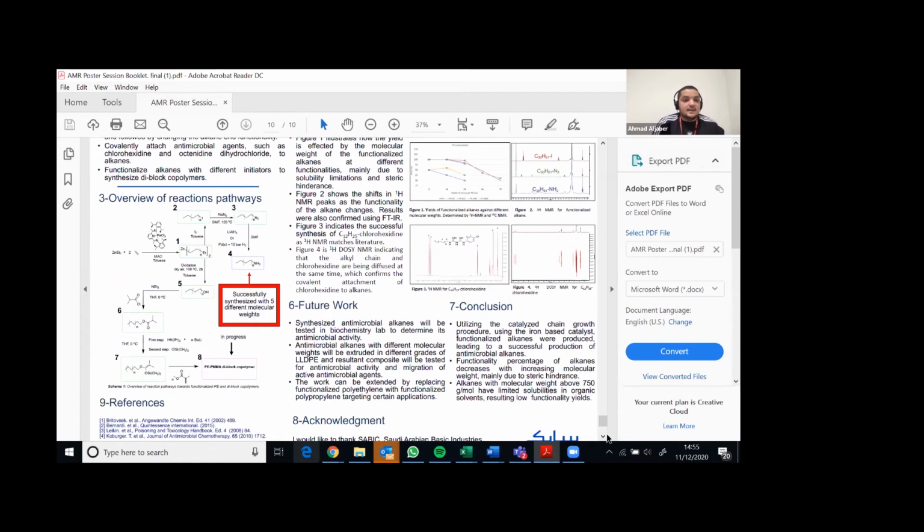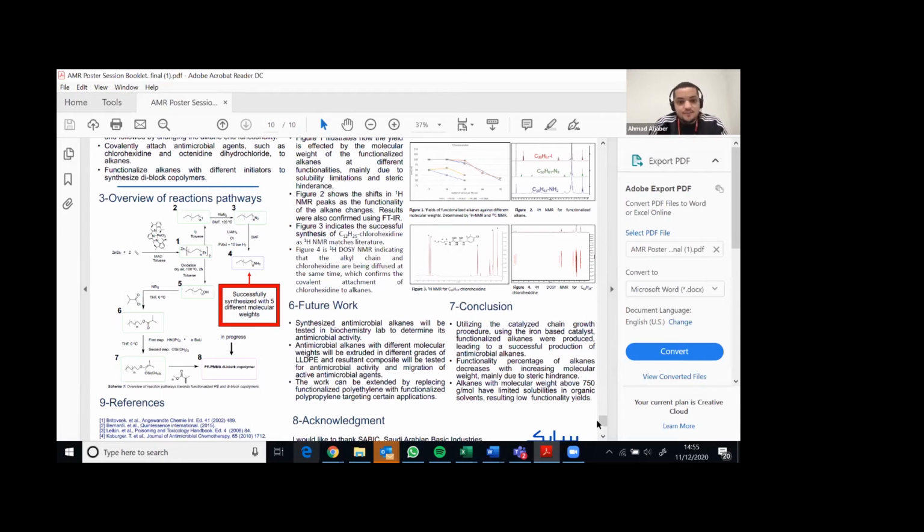If you can see section number 3, we have the methodology that we use, where we use the iron-based catalyst with MAO as a co-catalyst and diethyl zinc to synthesize different molecular weights of alkane on zinc. This mechanism will produce a polymer with a narrow molecular weight distribution that can be easily functionalized to different functionality, as you can see in scheme number 1.